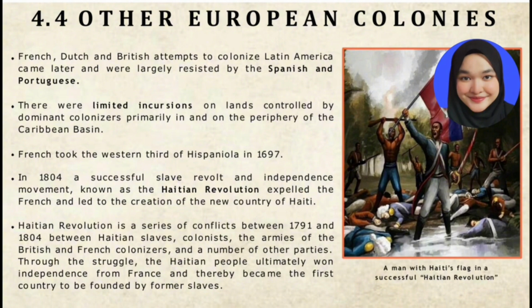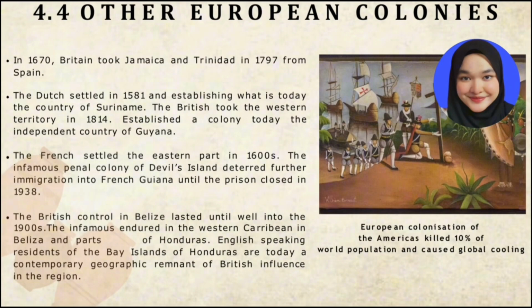The Haitian Revolution was a series of conflicts between 1791 and 1804 between Haitian slaves, colonists, the armies of the British and French colonizers, and a number of other parties. Through the struggle, the Haitian people ultimately won independence from France and thereby became the first country to be founded by former slaves. In 1670, Britain took Jamaica, and Trinidad in 1797 from Spain. The Dutch settled in 1581, establishing what is today the country of Suriname.